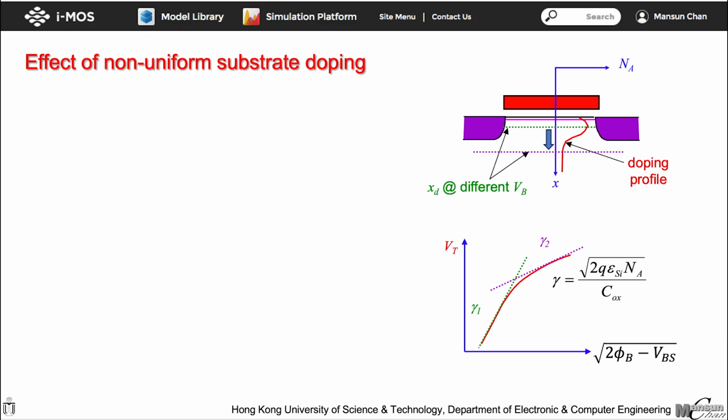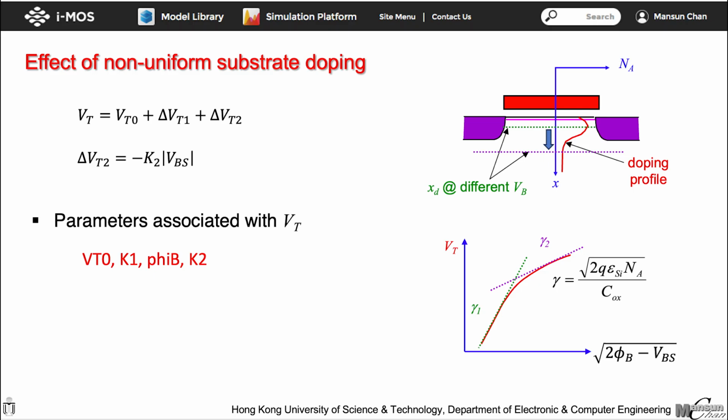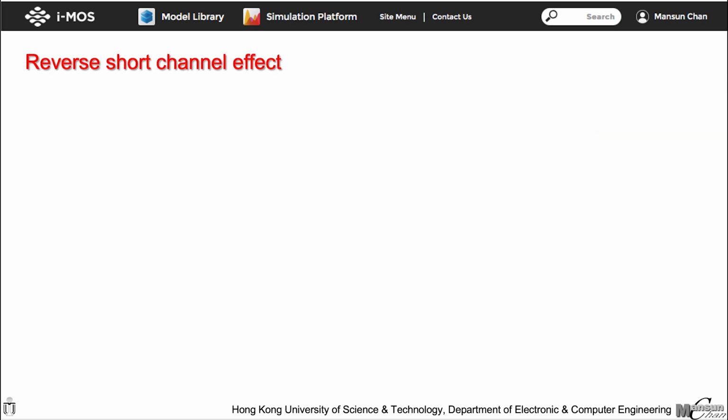To account for this effect, we add another correction term, delta VT2. Delta VT2 is defined by the expression here, where K2 is a fitting parameter that adjusts the value of K1 in certain parts of the curve. To include this effect in the model, we introduce one additional parameter related to VT. Up to this point, the VT expression does not have a channel length dependence.